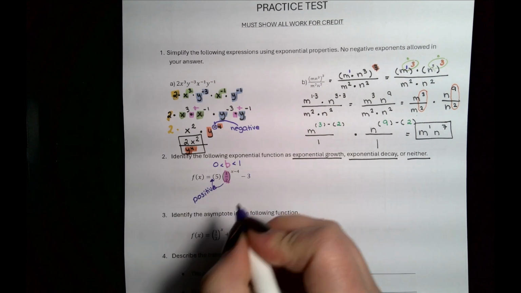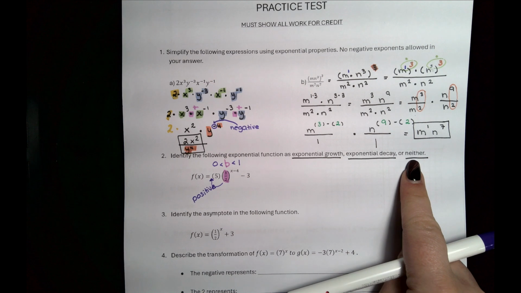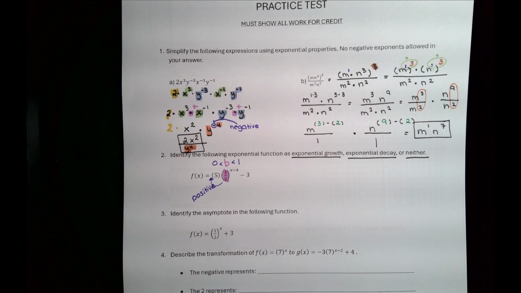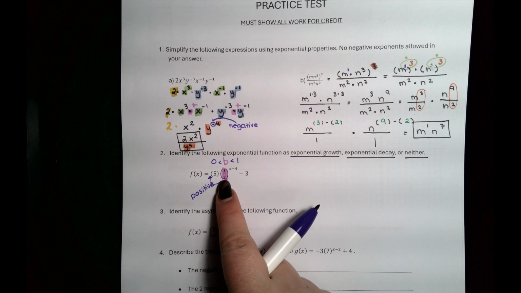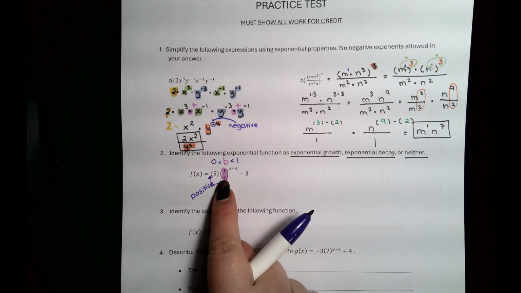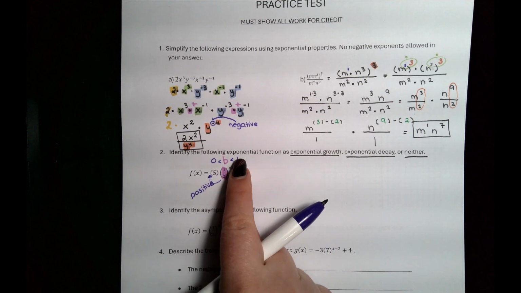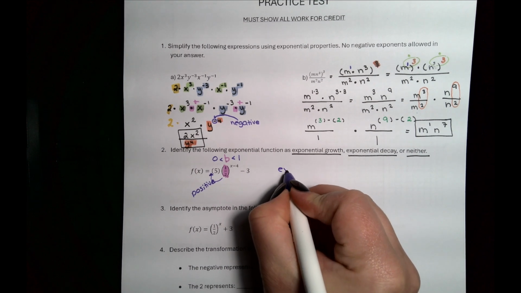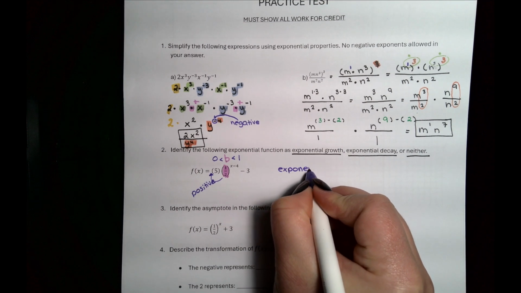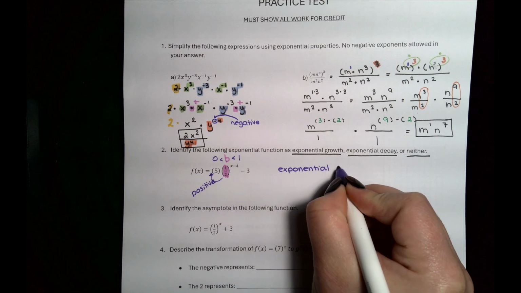If a was negative, then immediately our answer is neither. But since a is positive, we're taking a look at the size of b. b is a fraction. It is positive. It is also less than 1. So we have exponential decay.